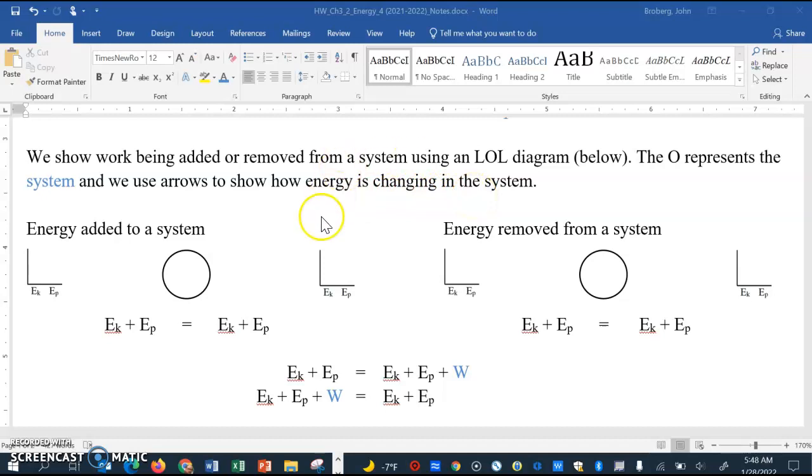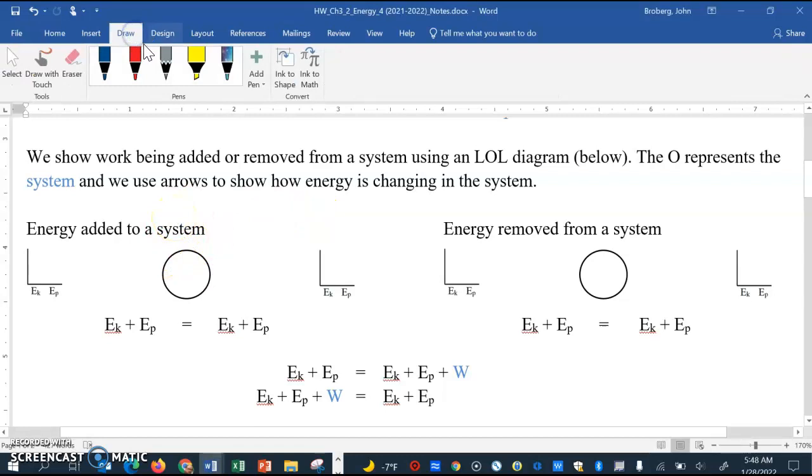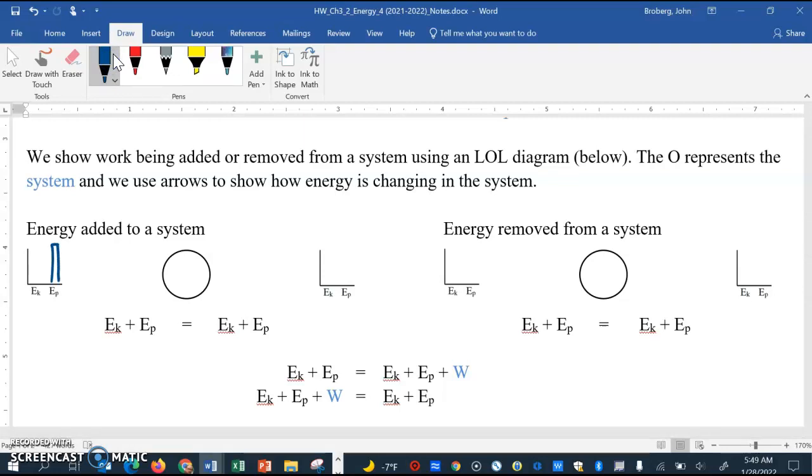So when energy is being added to a system, what we do is draw arrows. We can say maybe we start off with potential energy, and then later on we might have some potential energy and some kinetic energy. But if there's work added to the system, we say that work goes in. And we just show it by an arrow going into the system.